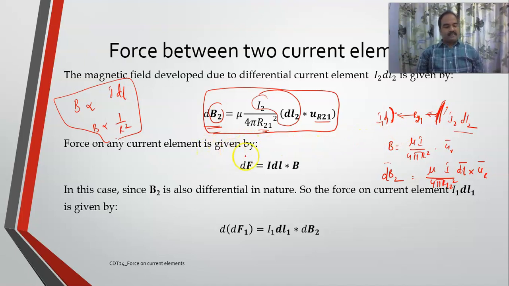So force on any current element we have already seen: dF is equal to I dL cross B. Now if this is also a differential element, what will this equation become? d of dF is equal to I dL cross dB. This is the expression for force on this element due to this field. So I am applying this now: force on the first element due to the field of the second element. d of dF1 is equal to I1 dL1 cross dB2.